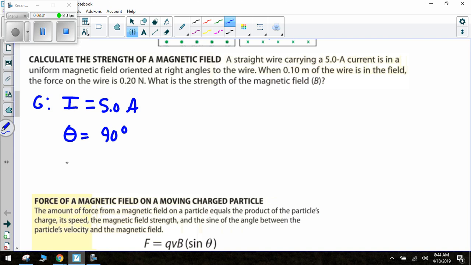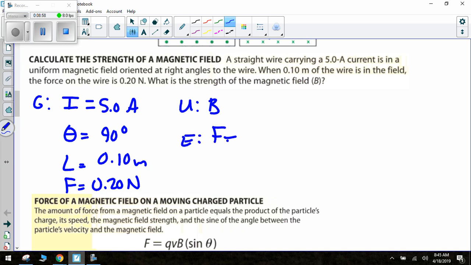So what is that telling me? And then it says the force on the wire is? What's the unknown? B. The equation is F equals I L B sine theta.